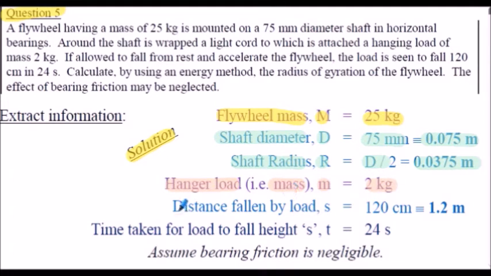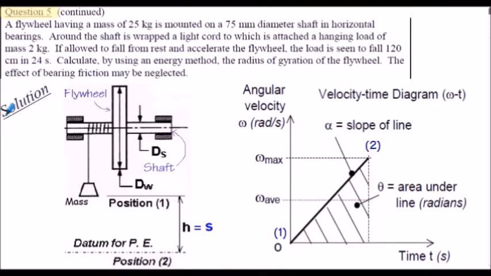And the distance or the height fallen by the load, I've used symbol S here. S and H are often interchangeable symbols in energy work. And that's 120 centimeters in the question. And again, convert that to meters, that's 1.2 meters. The time taken for the hanger mass or the load to fall through height S, T, is 24 seconds. And we're told to assume that bearing friction was negligible. So here's the information extracted from the question. Question 5, solution continued. The left-hand diagram here, we have our hanger mass at position 1.